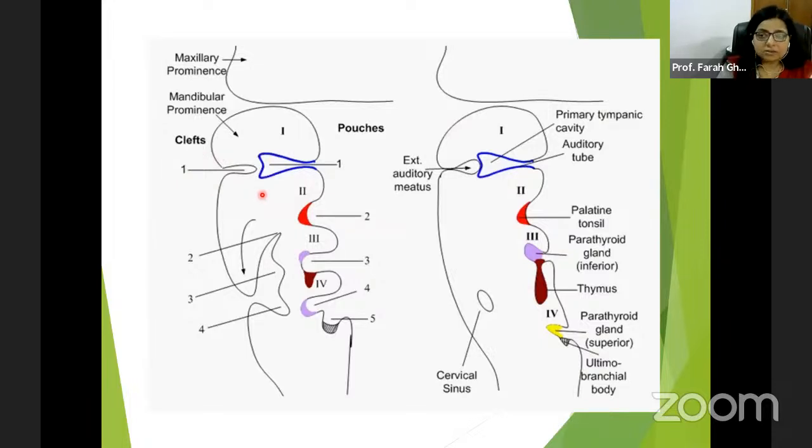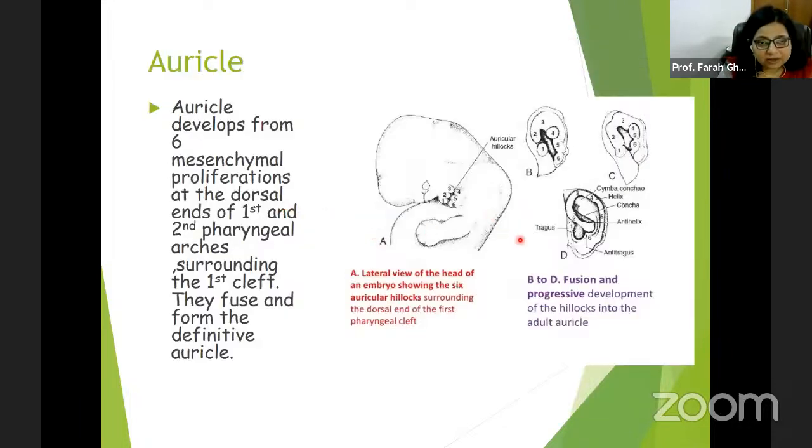So auricle, that is, this whole structure is the auricle, and it is derived from auricular proliferations. That is the mesenchymal proliferations, which are 6 in number, and they are responsible for the formation of the auricle as a whole. They are also known as hillocks. As you can see here, the auricle develops from 6 mesenchymal proliferations: 1, 2, 3, 4, 5, and 6. So this is in relation to the first cleft. And these basically rearrange themselves.